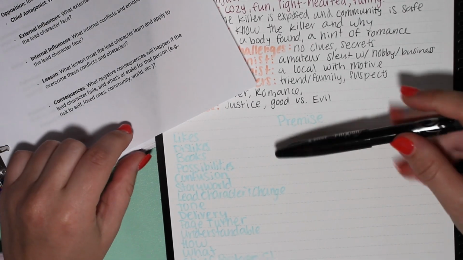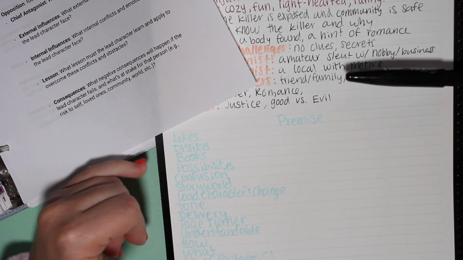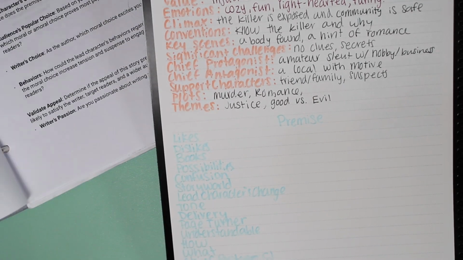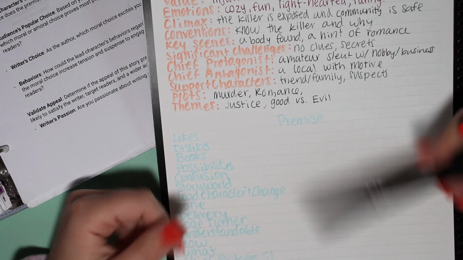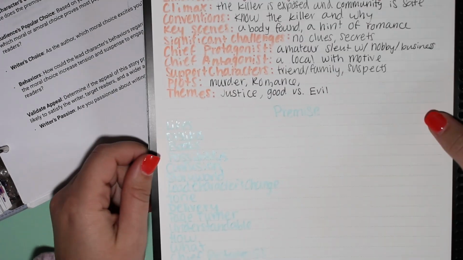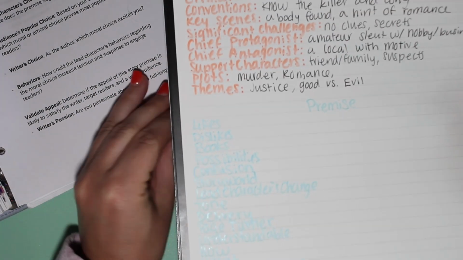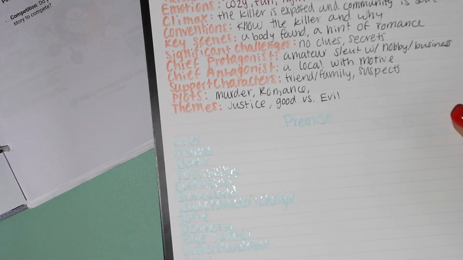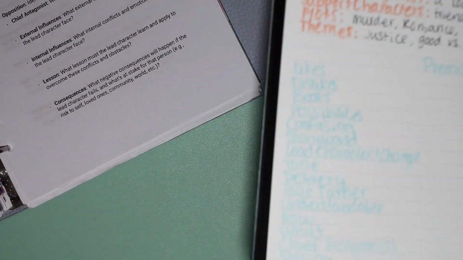And then identify the lead character, the opposing character as well. Moral choices, so you always got to have something in that. And then an appeal, if there's an appeal to it. So I have all of those kind of written down.